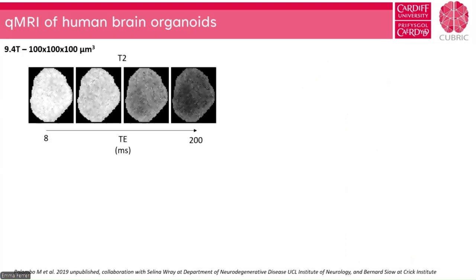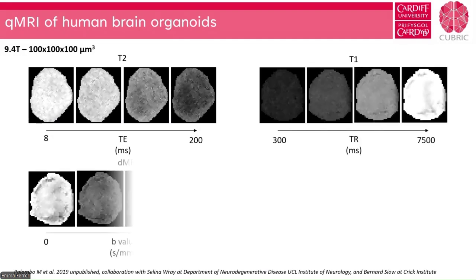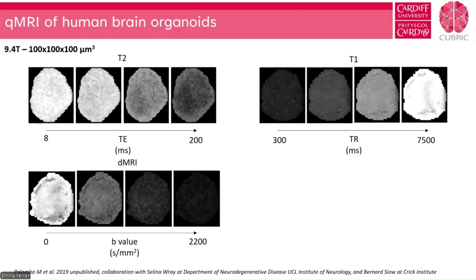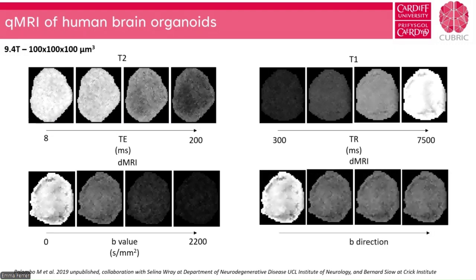We ourselves did some experiments. This is unpublished material just before COVID. And the reason it's unpublished is because then there was COVID and our organoids died. And then we couldn't continue the research. But here we characterize, on a more accessible preclinical field, at high resolution, and we quantified the T2, the T1, and the diffusion of a couple of organoids.